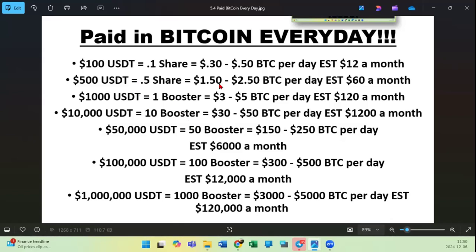One booster will get you about $3 to $5 a day, about $120 a month. 10 boosters will get you $30 to $50 a day, about $1,200. Again, 50 boosters is kind of where most people want to be, and they get $150 to $250 a day, about $6,000 a month. Some people, because of their situation, had to start a little smaller with one share, and that's okay. We all start wherever we're starting.